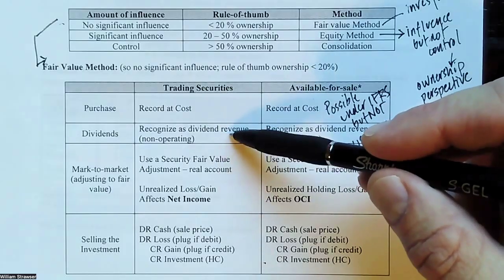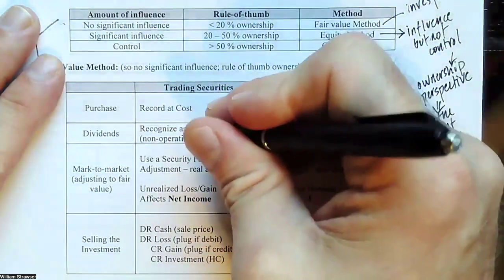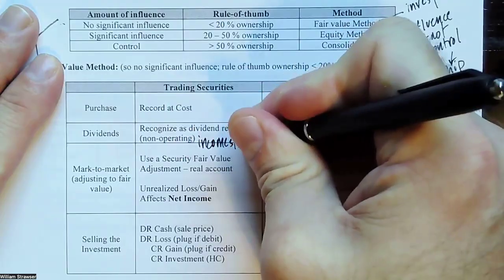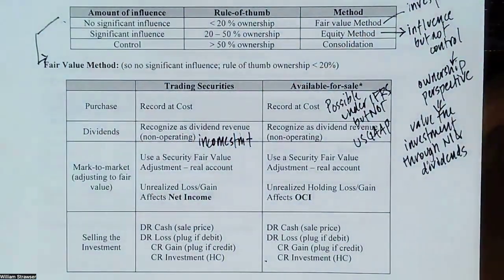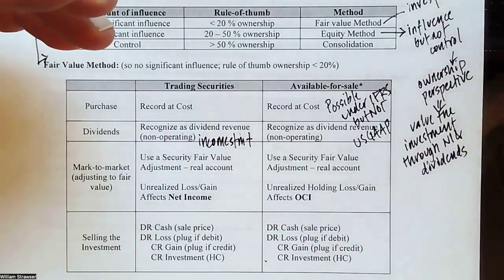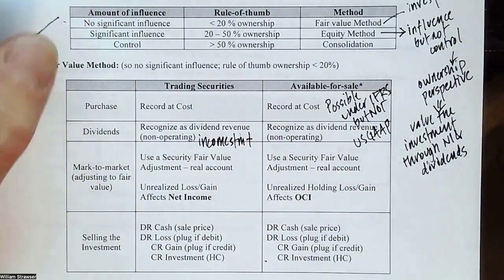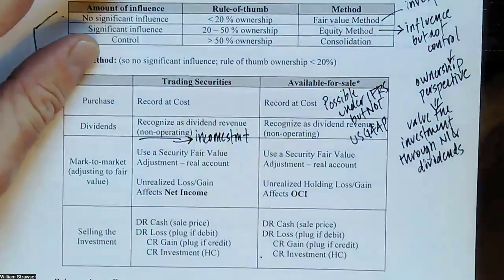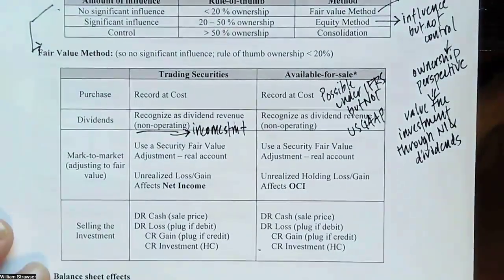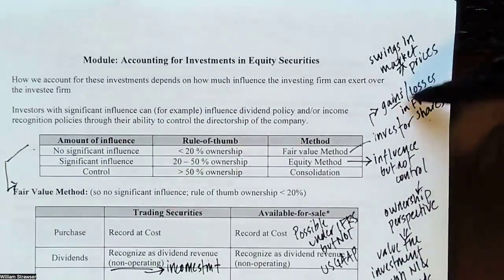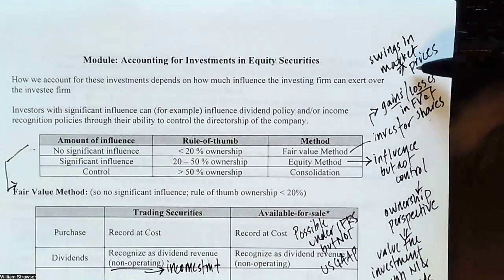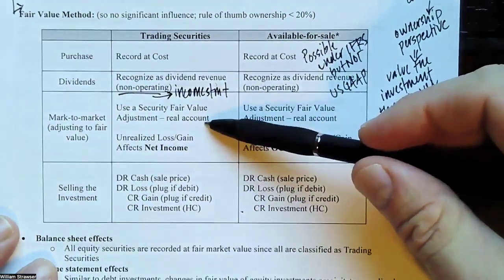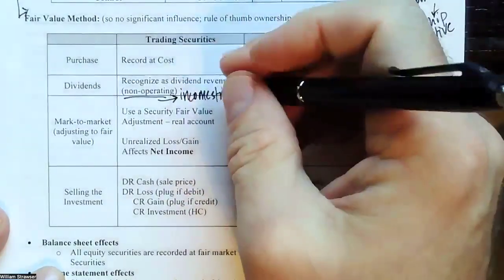We recognize dividend revenue as non-operating revenue, and I should be clear that this is on the income statement, because on the statement of cash flows, the cash paid from dividends can be considered operating or investing, but on the income statement, it is definitely non-operating. When we have to show these swings in value, these gains and losses, and we want to value our investment through those gains and losses, we use a security fair value adjustment account, which is a real account. It's also an adjunct account.